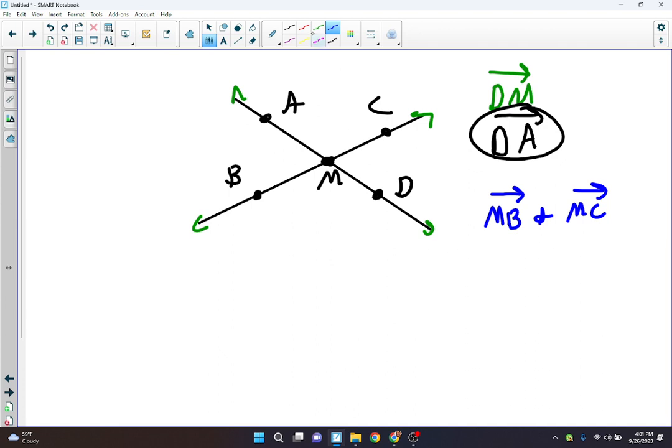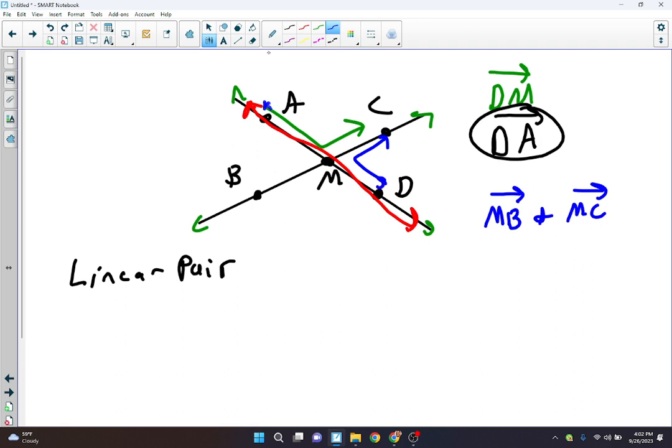So, name a pair of angles that form a supplementary or linear pair. So a pair of angles that form a linear pair. In this situation, I want two angles that form a straight line together. In this situation, this is a straight line. So this angle and this angle form a straight line together.